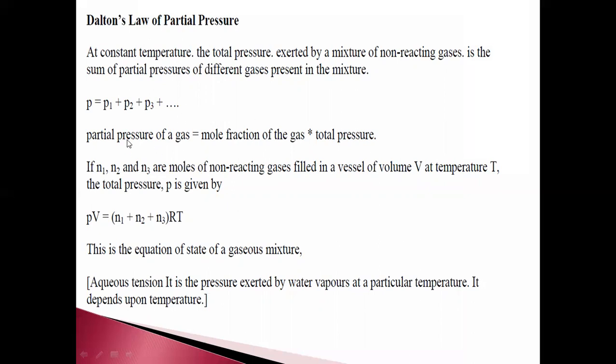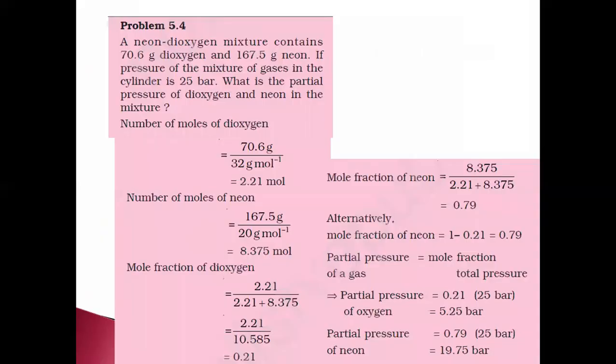The partial pressure of a gas is equal to the mole fraction of the gas times the total pressure. So PV equals (n1 plus n2 plus n3) RT. R is the gas constant, T is the temperature. So this is the equation of state for a gaseous mixture, PV equals (n1 plus n2 plus n3) RT, that is PV equals nRT. So we know this very well, right? See here the numericals given in the textbook. All the numericals are very, very important over here.